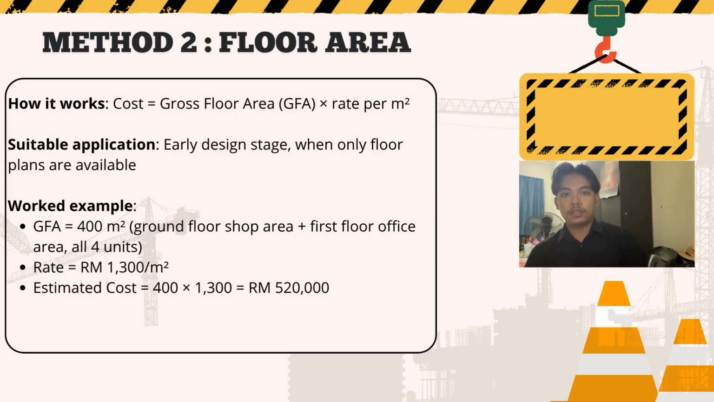For example, the GFA is 400 square meters and the rate is 1,300 ringgit per square meter. So the estimated cost is 400 times 1,300 ringgit, which equals 520,000 ringgit.